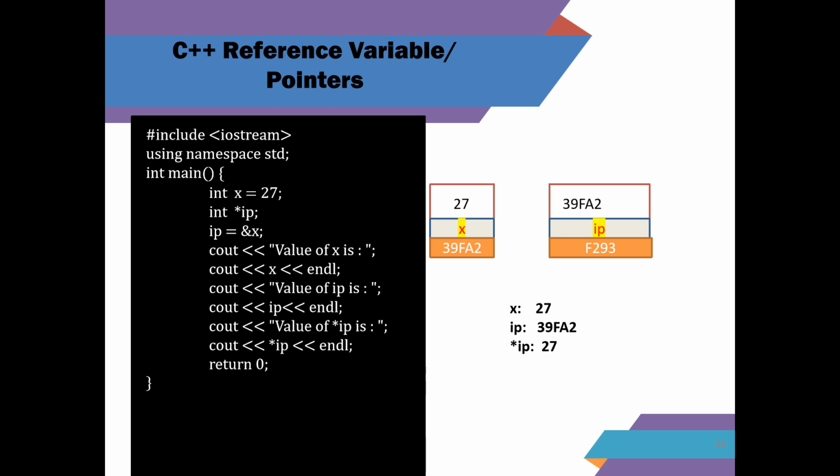Finally we print the value of asterisk ip, followed by the value that ip is pointing to. The asterisk symbol here means value at the address. So ip's value is the address of another variable, and the value held at that address is 27. So asterisk ip is nothing but 27. Like that the answer will get printed.